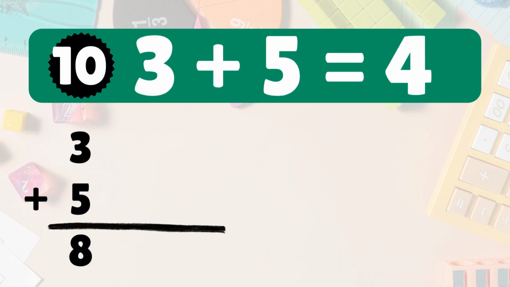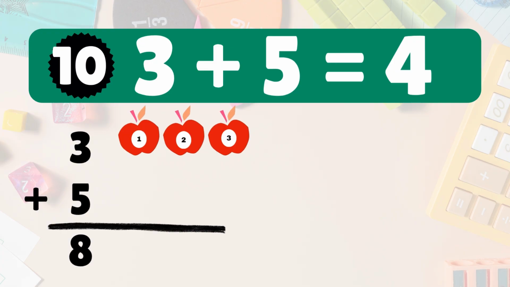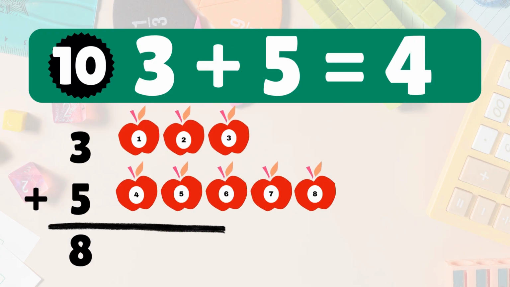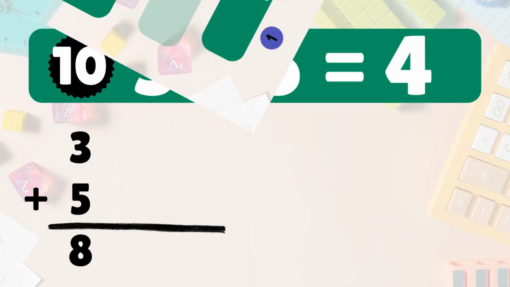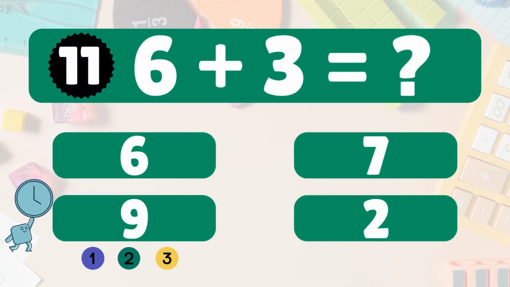3 plus 5 is 8. 3 apples. Add 5 more. Let's count together. 1, 2, 3, 4, 5, 6, 7, 8. So 3 plus 5 is 8. Woohoo. Next, 6 plus 3 equals what?